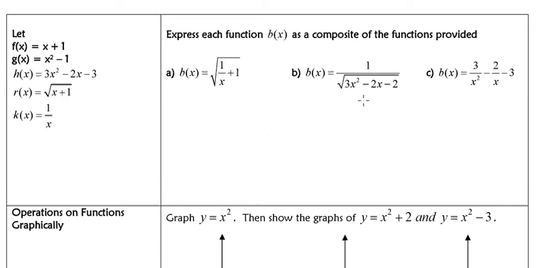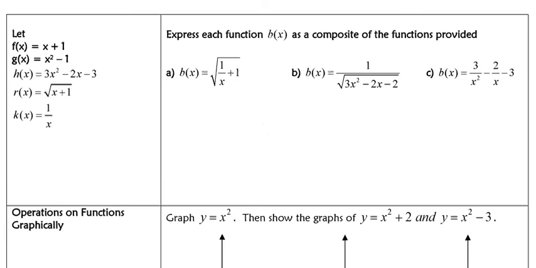All right, here we go. Back page of 4.2, and we are expressing each function b of x. So we've got three different b of x's here. B of x is expressing it as a composite of the functions provided.